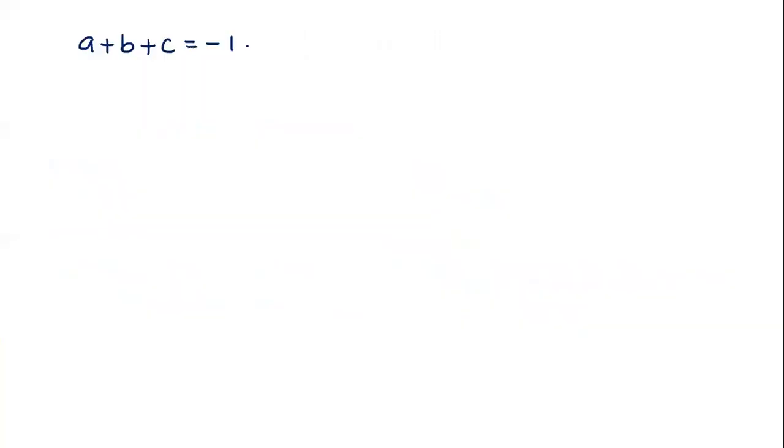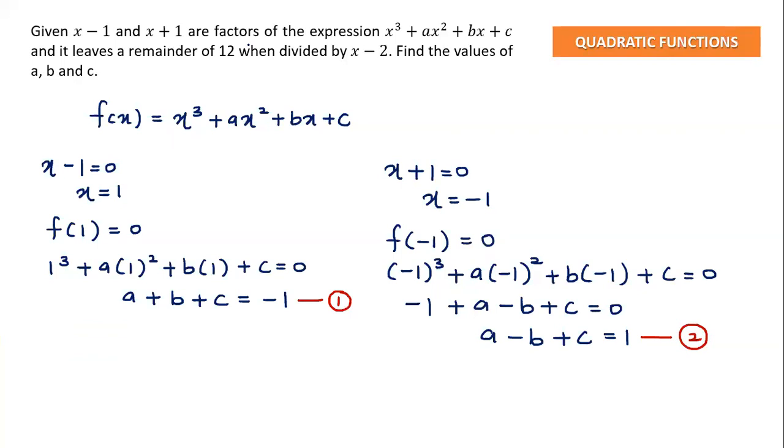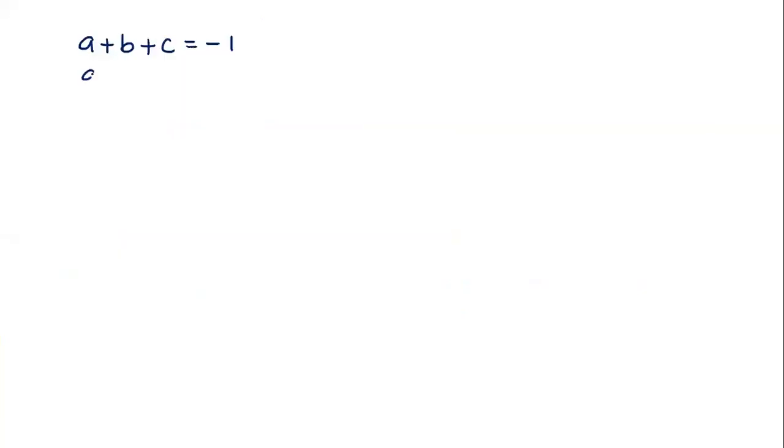This is your first equation, right? A plus b plus c equals negative 1. Your second equation is going to be a minus b plus c equals 1. So we already have two equations with us now. This is equation 1 just now, right? Equation 1. And this is equation 2.